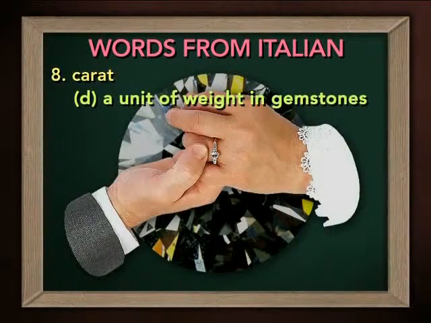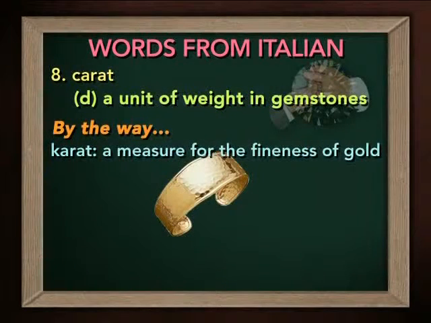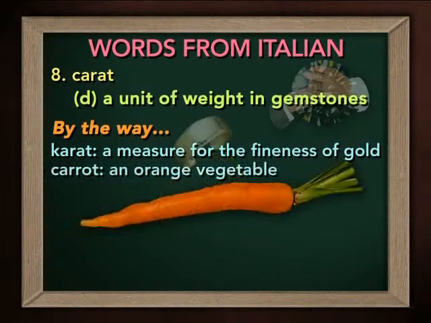A carat is a unit of weight in gemstones. Now, you probably have heard other carats. It's a sort of common, interesting word. Carat with a K, K-A-R-A-T, is a measure for gold, like 14 carat or 24 carat. Carrot, C-A-R-R-O-T, is the orange vegetable, the one that we chew on.